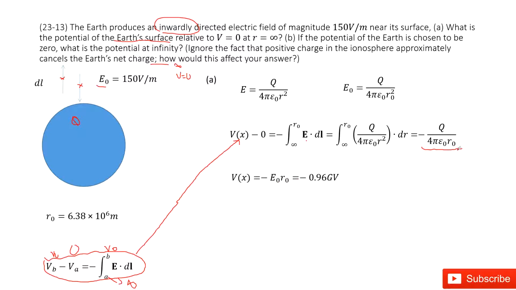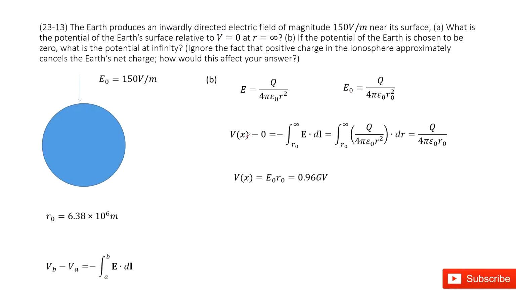You can see the Vx just equals negative Q divided by 4 pi epsilon naught R naught squared, and we can replace this term with E naught times R naught. The next case tells us if the potential of the Earth is 0, that means at the surface of the Earth, V equals 0, right? V equals 0 at this surface. Now you need to find the potential at infinity. So how can we do that?